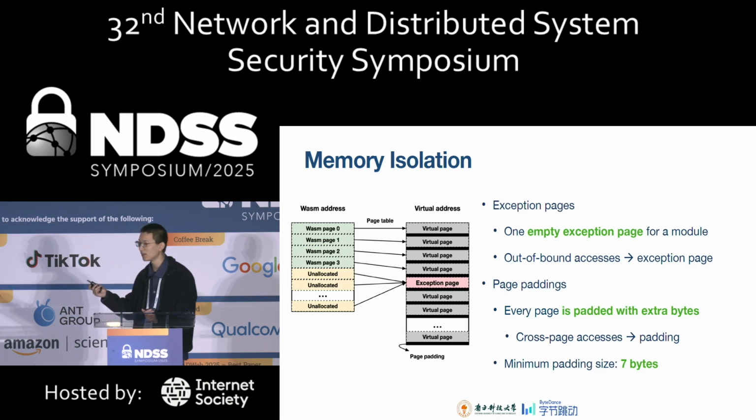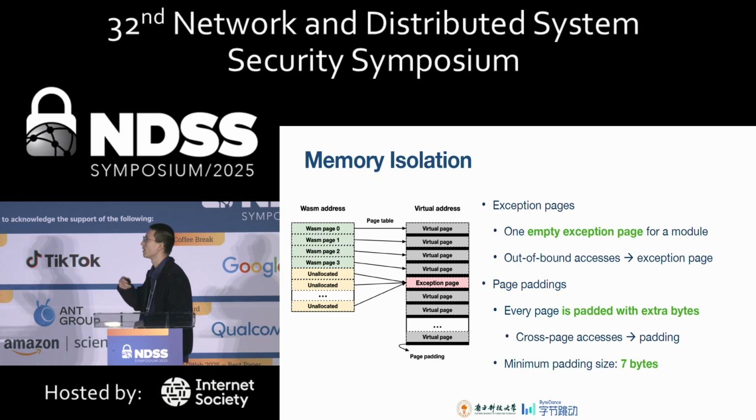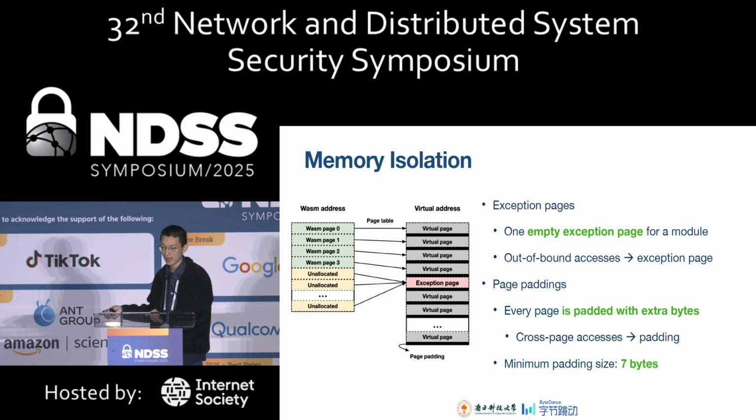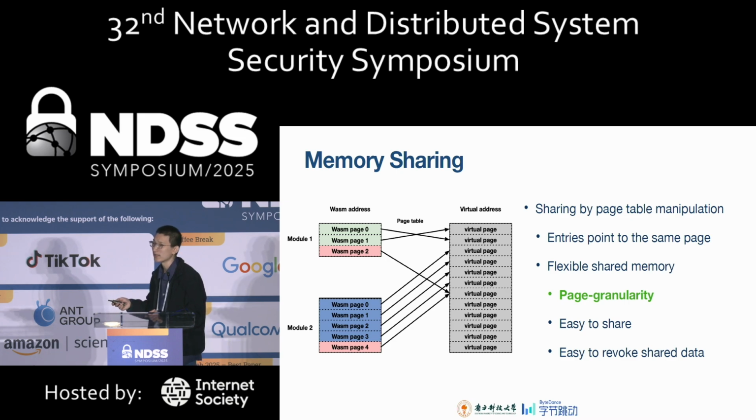We use exception pages and page paddings. Each module has one exception page, and all unallocated Wasm pages will map to this exception page. And a page will be padded with some extra bytes to prevent out-of-page boundary accesses. So we can enforce this memory isolation with minimum overhead. And unlike linear memory, memory sharing in WAVEN is way easier. To share some memory, you just ask the runtime to modify some related page table entries.